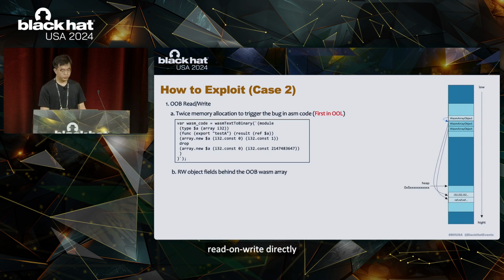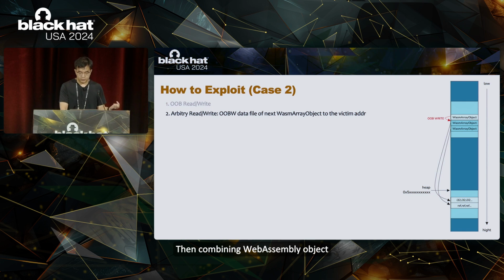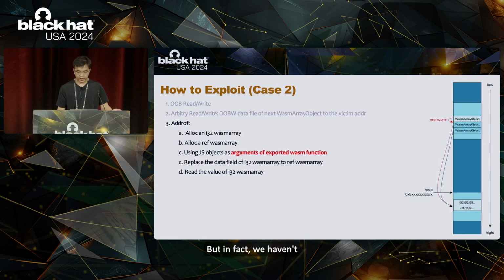We achieve out-of-bound read and write directly by making 2 new arrays and using a large length on the second array. Then we combine a WebAssembly object to transfer the OOB primitive into an arbitrary read and write primitive. But in fact, we haven't performed the address leak, right? Here we can swap the data field of 2 different type WebAssembly arrays. In principle, this allows us to read the ref in the form of i32 without any check.